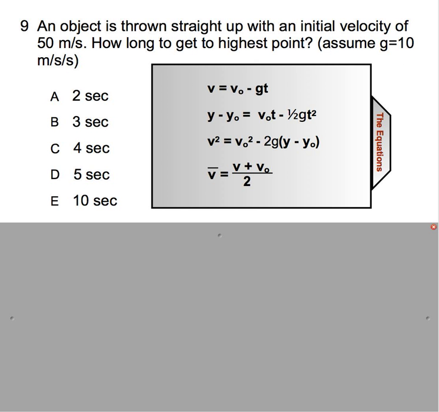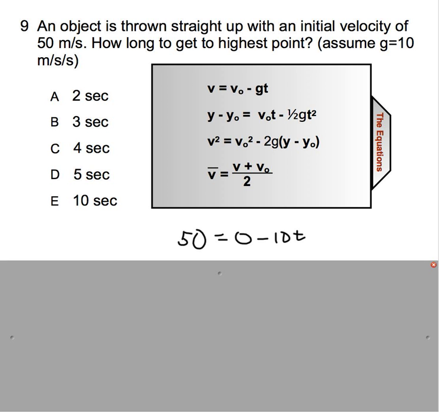An object is thrown straight up with initial velocity of 50 meters per second. How long to get to its highest point? Assume g is 10. Stop the tape and see if you can answer the question, and here are the equations. So we know that we're going to use the first equation over here. Final velocity is equal to initial velocity minus gt.